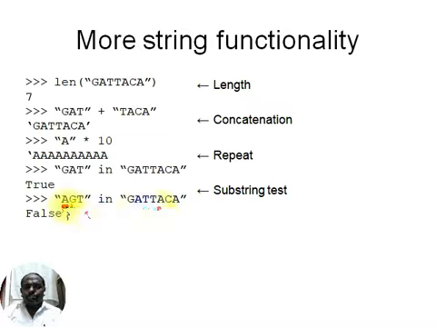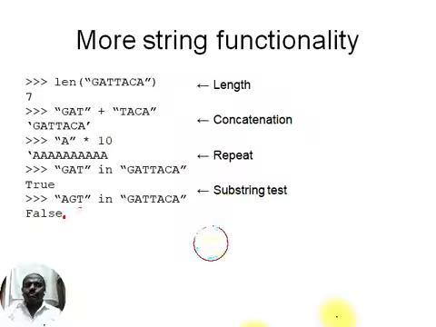A, G, T is available here. But there is no A, G, T as a whole. The letters are available, but the string is not available, so it returns false. That is the substring test.